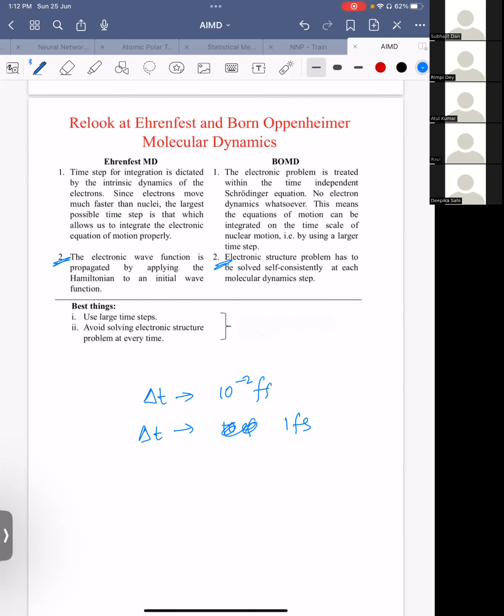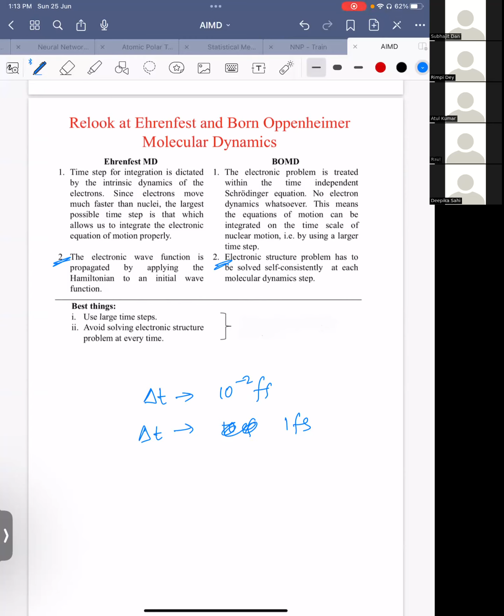So the best thing one can do is use a large time step, because if we use 10 to the power minus 2 femtosecond, it will be much too small. If we simulate in nanoseconds, you can figure out how many steps we have to do. So in an ideal scenario, we should have a large time step, and we should also avoid this time-independent Schrodinger equation calculation at each time step. And we should also capture all the electron dynamics.